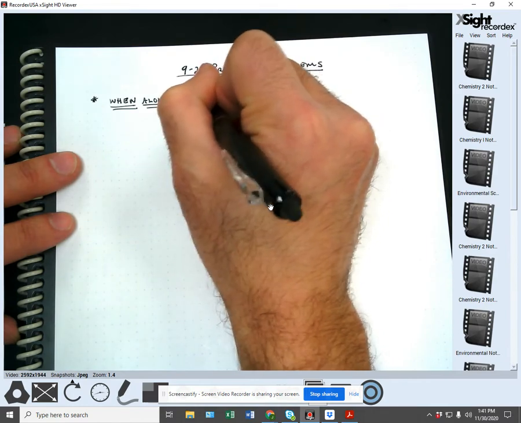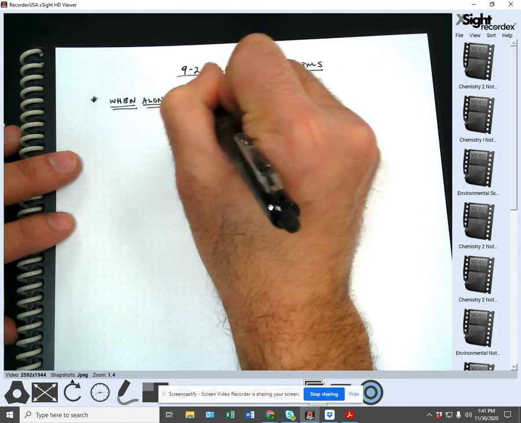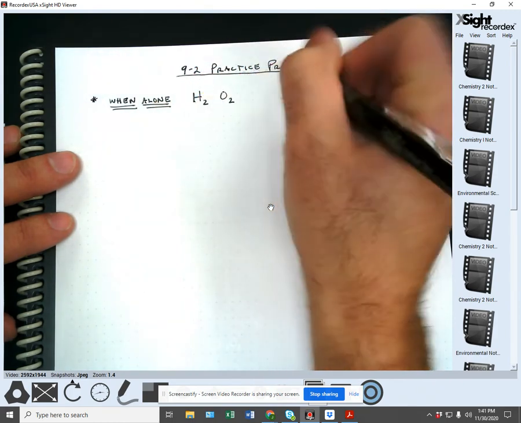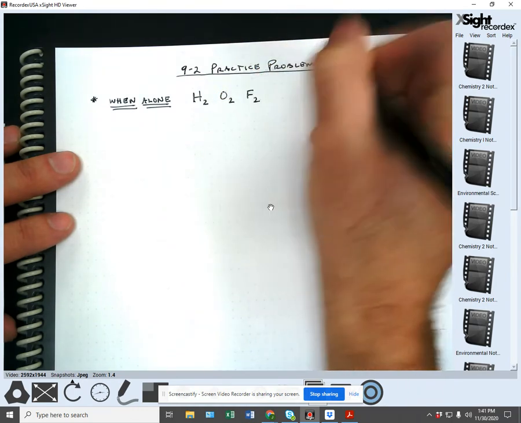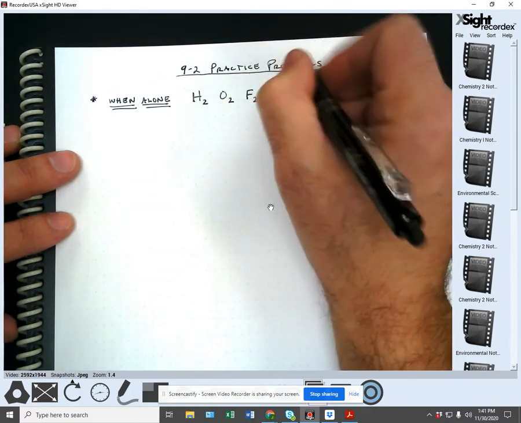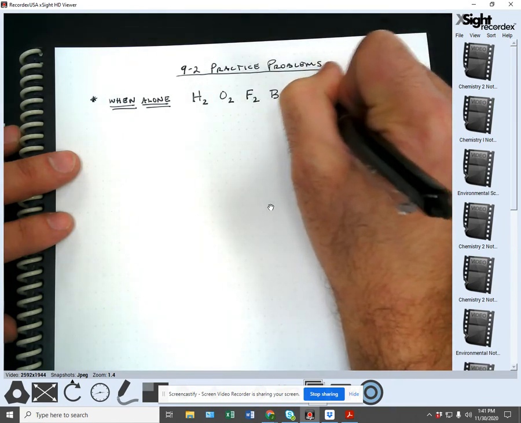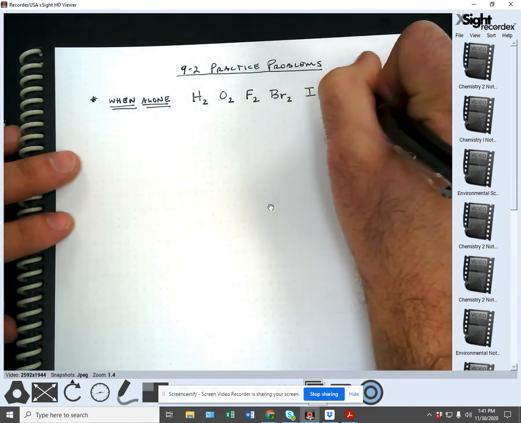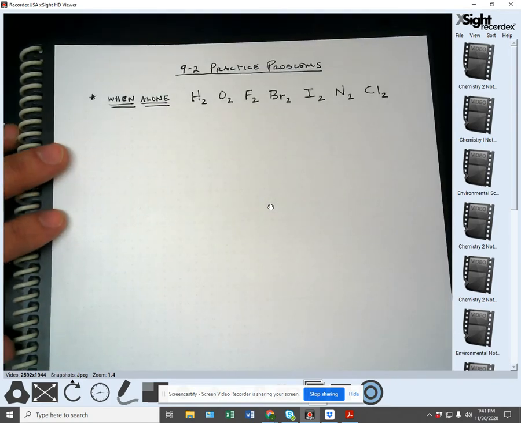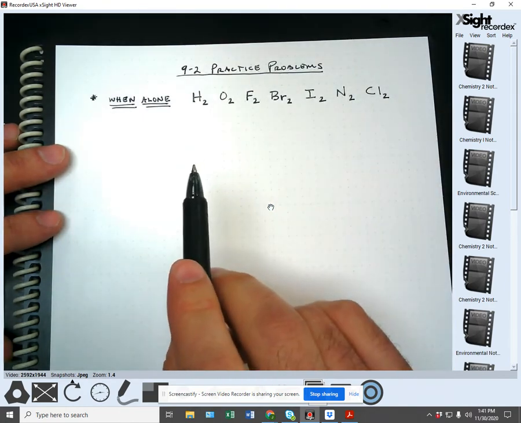the 7 elements that are found as diatomics are H, Hofbrinkel, H, O, F, fluorine. So hydrogen, oxygen, fluorine, Br, bromine, I, iodine, N, nitrogen, and Cl, chlorine. Those 7, when they're alone, you're going to write them down as diatomics.